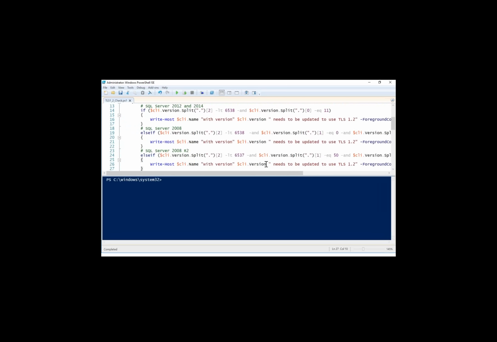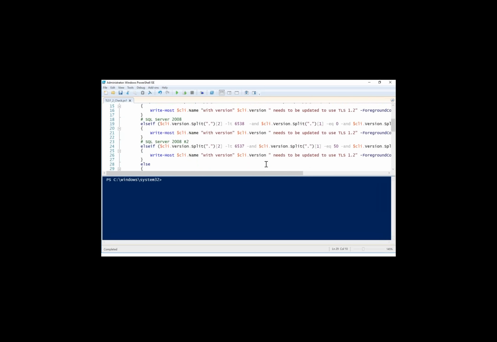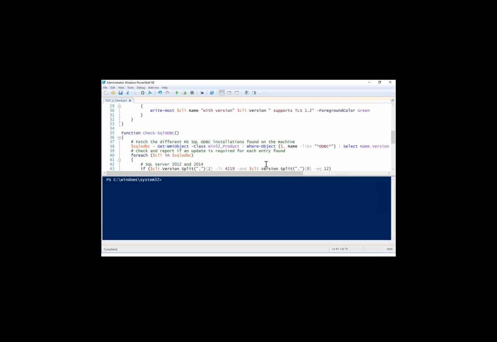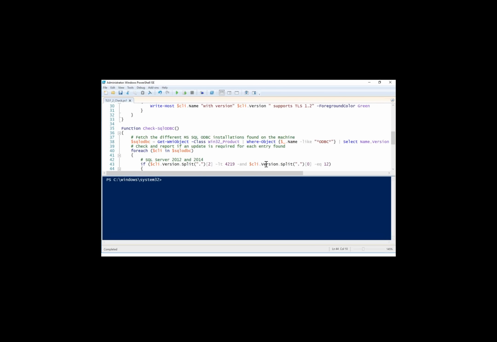You would need to run this PowerShell script on all the servers and clients to determine if the SQL Server native client driver needs an update. That saves a lot of work from going down Add Remove Programs and looking at versions of the products installed. The other one is the ODBC driver. These are the two most common drivers that we find on all SQL Server installations and clients, which is why I'm showing you how to automate the updates for the ODBC driver and the native client.